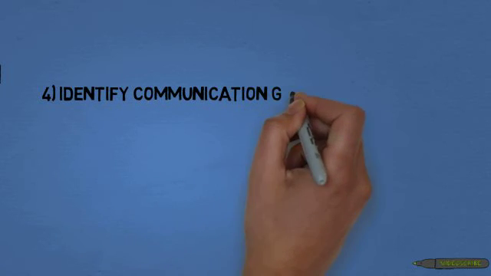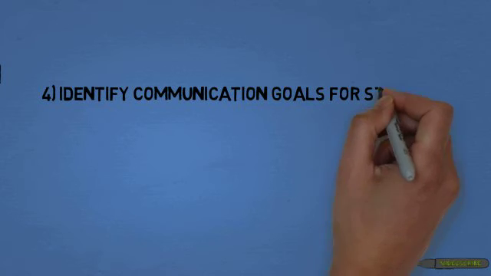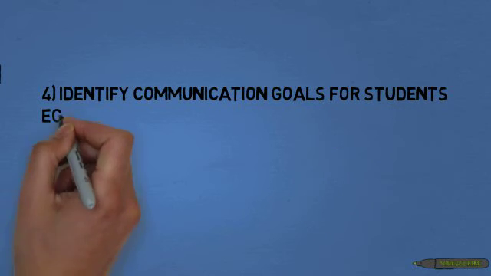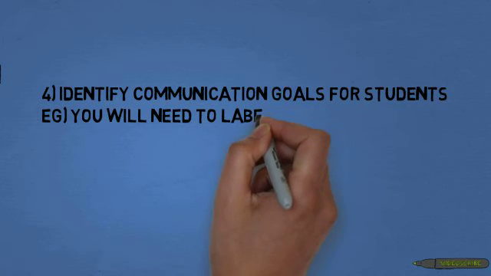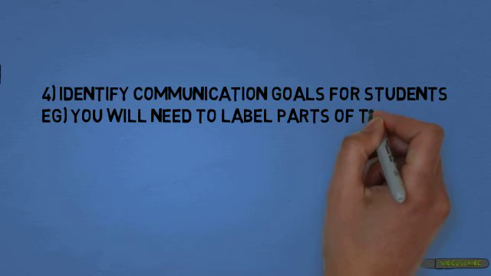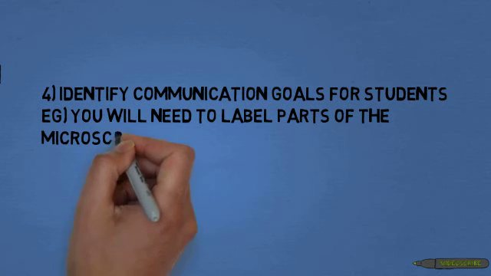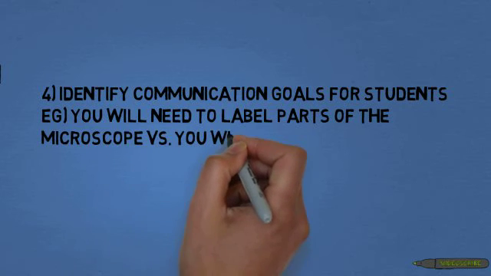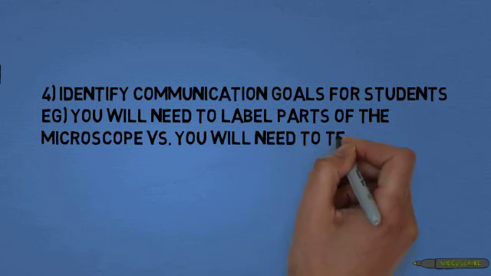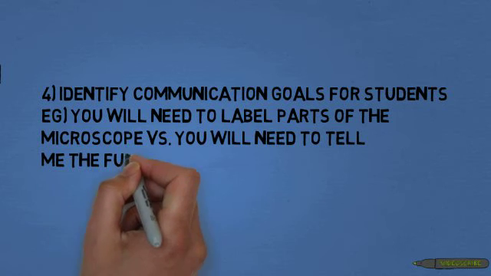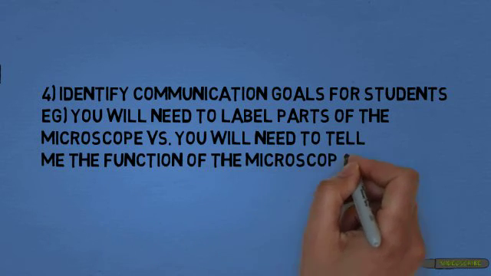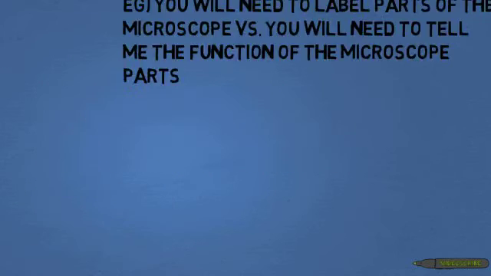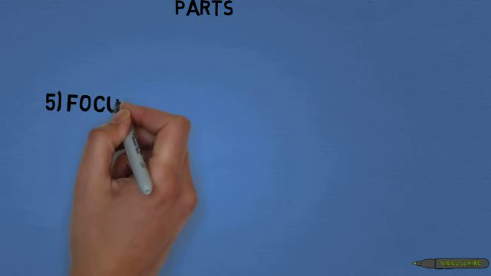Number 4, one of the things that they suggest is to make sure that you teach communication goals to your students. So for example, you might want to let students know that they will need a certain labeling skill for the microscope. So you can say, you will learn how to label microscopes. But for more proficient learners, you might say, you will need to be able to tell the functions of the different parts of the microscope.